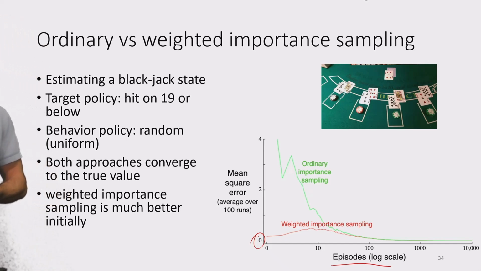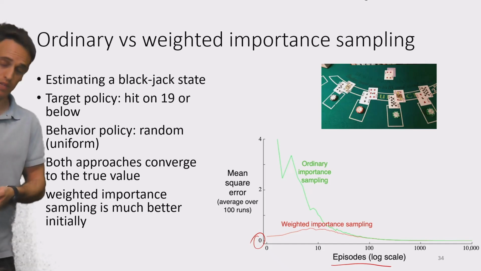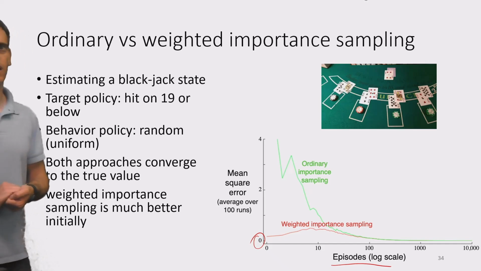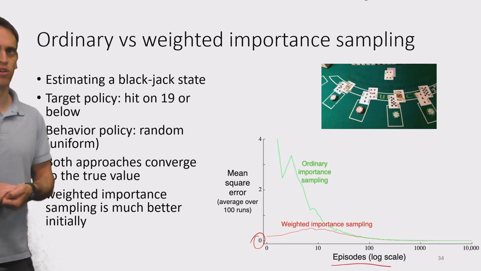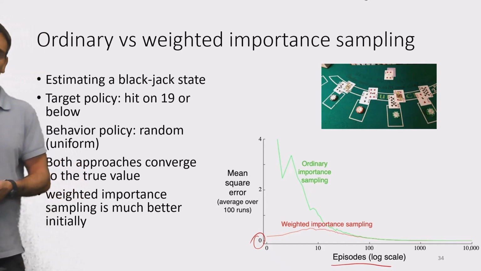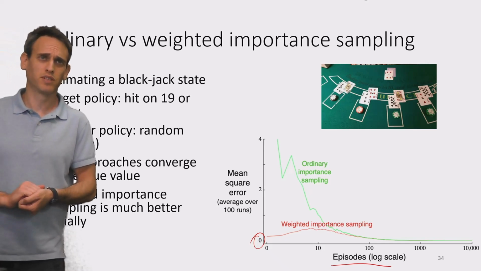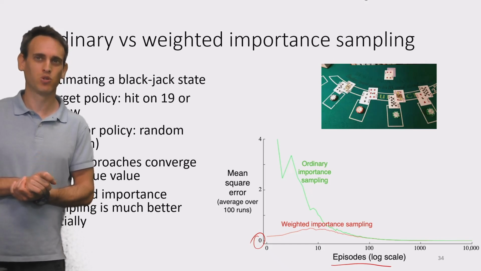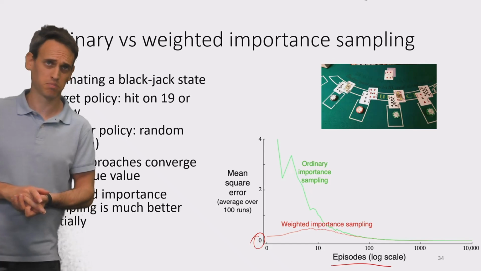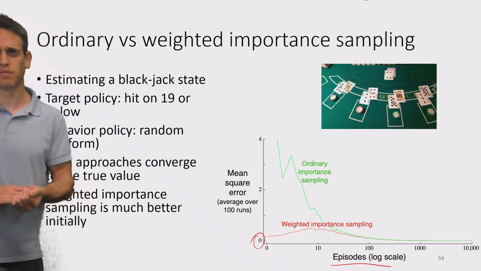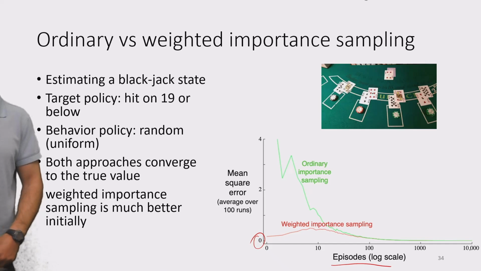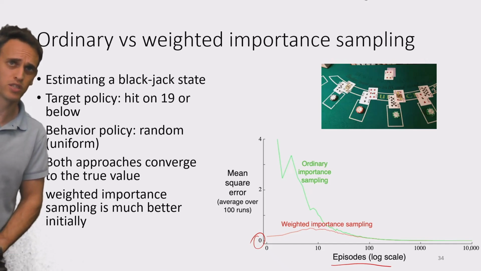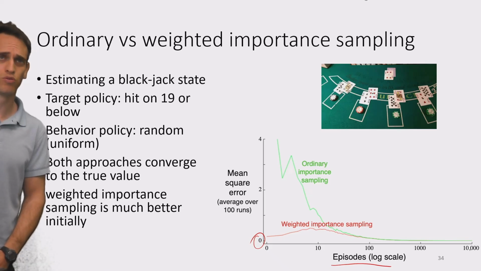You can see that indeed weighted importance sampling provides much lower error initially, while ordinary importance sampling, while being unbiased, has a very large variance, a very large initial error. As a rule of thumb, the take-home message is that you should implement weighted importance sampling. In most cases, it is significantly better or faster to converge. Although, of course, both approaches are correct. Both approaches do converge eventually to the true value.